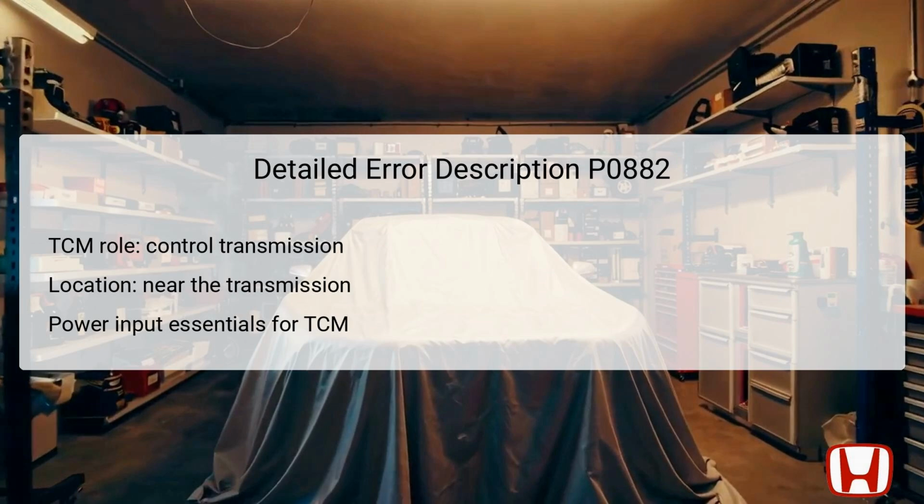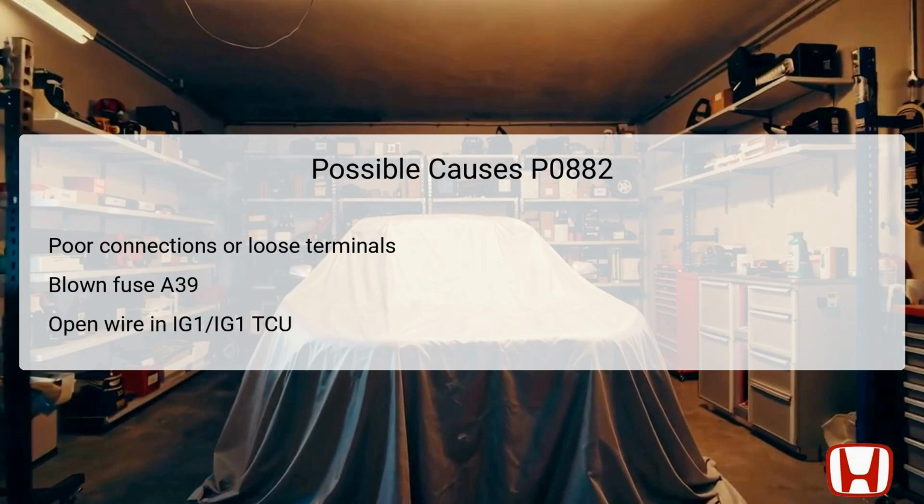When the TCM fails to receive adequate power, it can lead to erratic transmission behavior or complete transmission failure. Understanding the role of the TCM and its location is pivotal during the troubleshooting process, as this lays the groundwork for identifying potential issues within the vehicle's electrical system. Several factors could contribute to the triggering of DTC P0882.